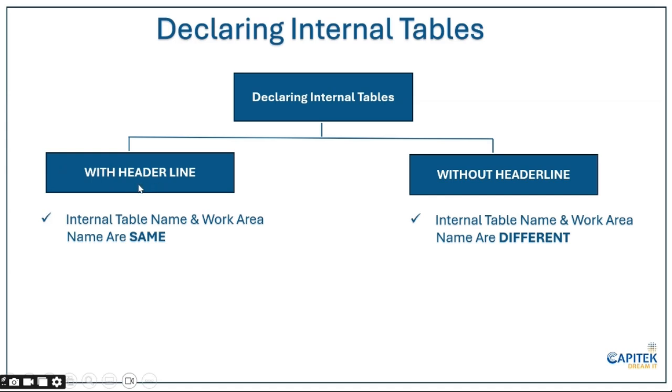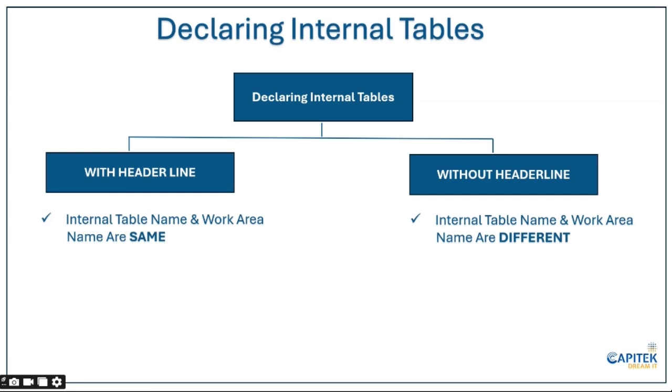When we talk about internal tables with header line, I'll take the same example. IT underscore Mara, referring to the Mara table. The internal table name will be IT underscore Mara. Work area name also will be IT underscore Mara. I repeat again, internal table name is IT underscore Mara and the work area name is also IT underscore Mara. So in this example, you cannot easily identify which is the internal table and which is work area because names are same.